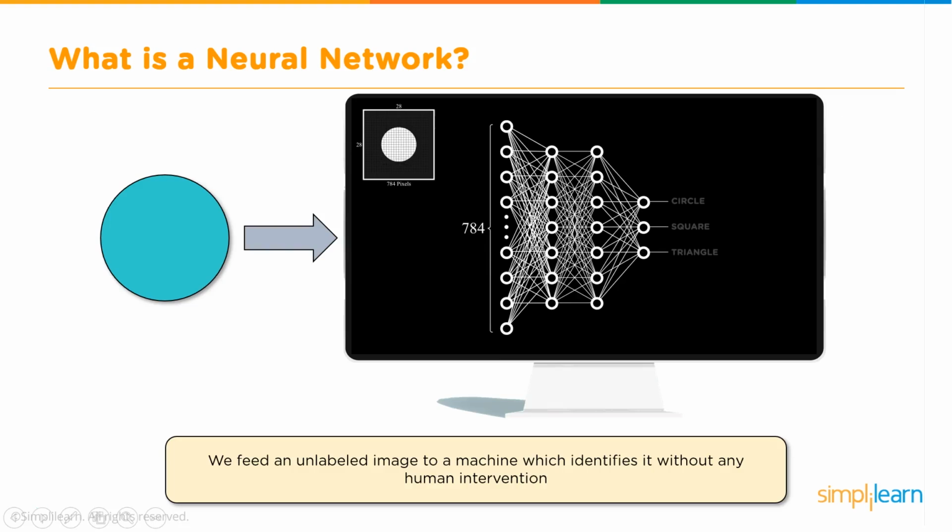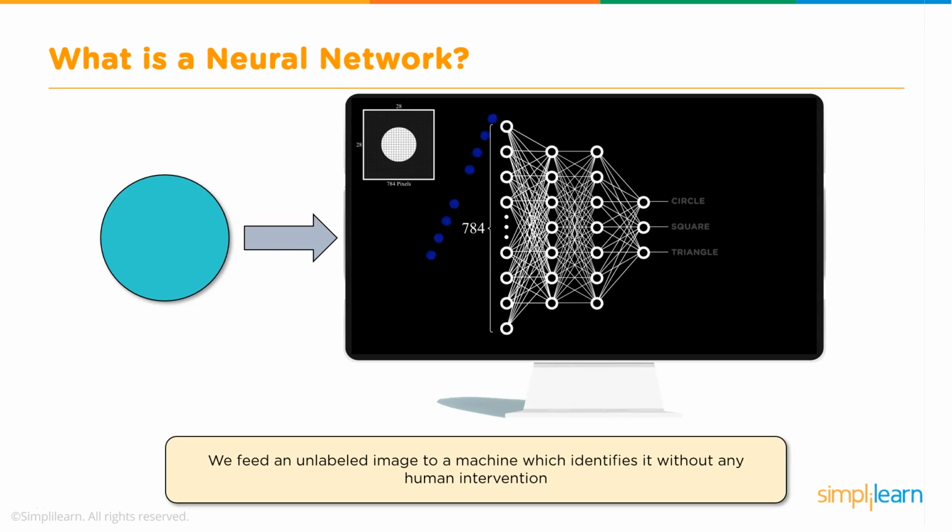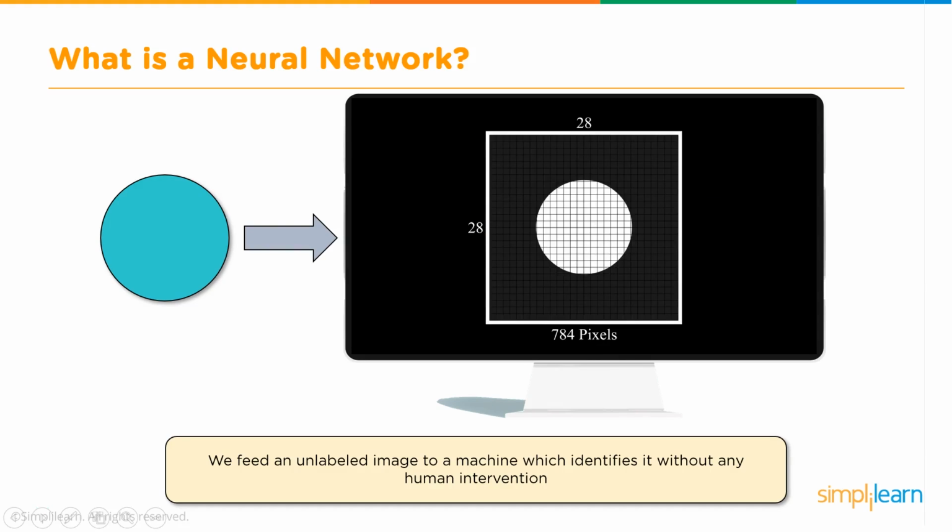So as we dig deeper into looking at the theory behind the neural network, we kind of flip back and forth between these because there's two huge aspects of it. One is from the outside, what are you seeing, and the other is what's going on from the inside, so you can fine-tune it to do what you need to do and give the best results you can. And we start off with what do we feed? We feed an unlabeled image to a machine which identifies it without any human intervention.